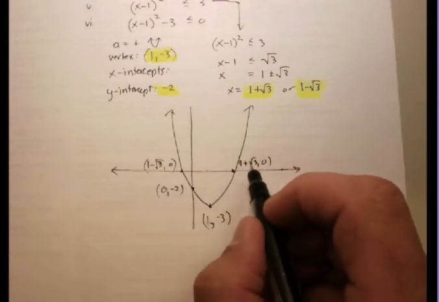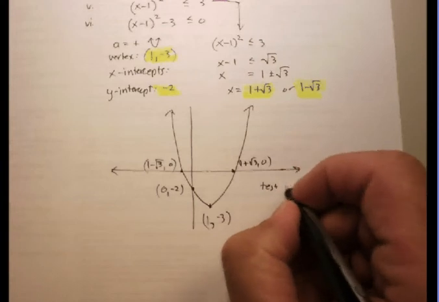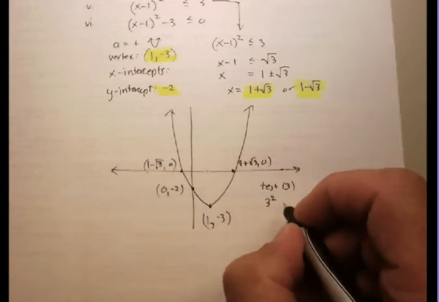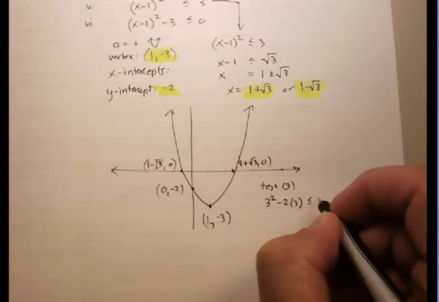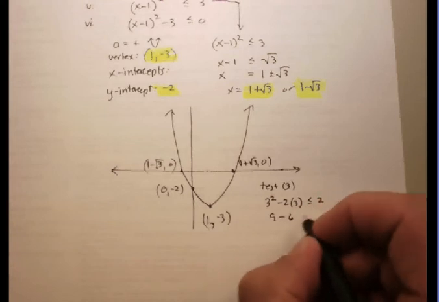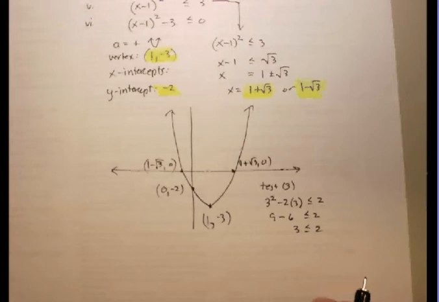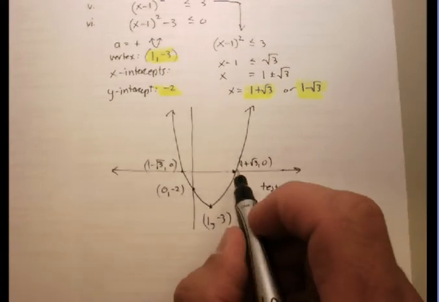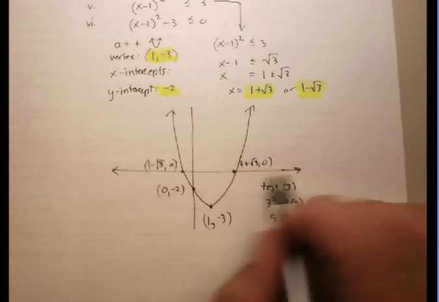Now we said this is about 2.7 or so, so let's try 3. So we're going to test the point 3. If I put that into the equation, I get 3 squared minus 2 times 3 is less than or equal to 2. That's going to give me 9 minus 6 less than or equal to 2, or 3 is less than or equal to 2. That doesn't work, does it? That means that none of these points will actually solve my equation, so I can't graph anything there.